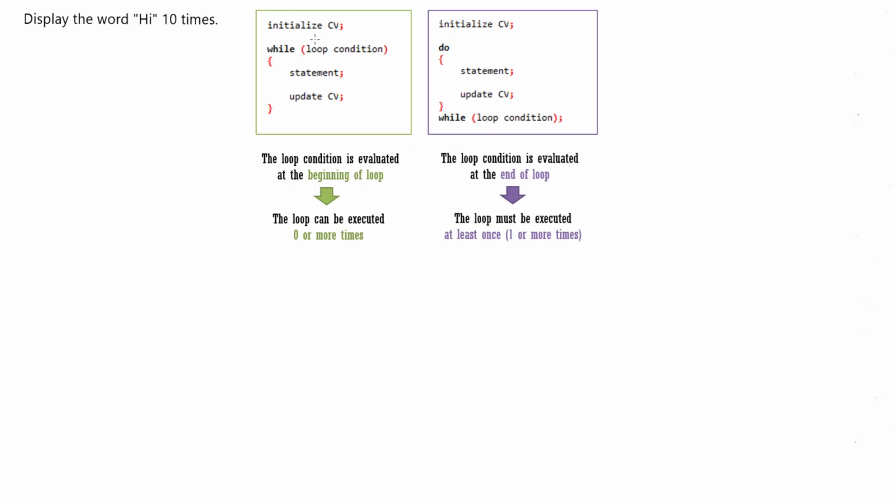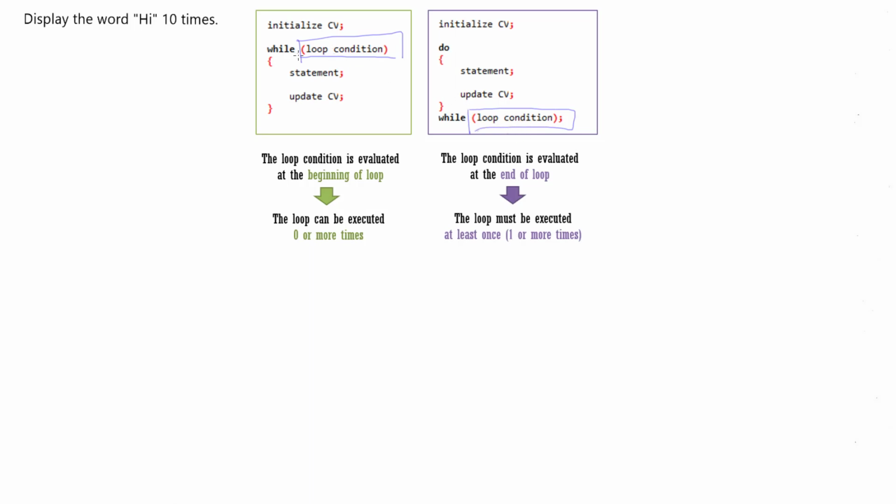In a while loop, the loop condition is evaluated at the beginning of the loop. Take a look at the condition. This is your while and this is your loop condition, so the loop condition is positioned at the top. Whereas in a do while loop, you will notice that the condition is at the bottom.